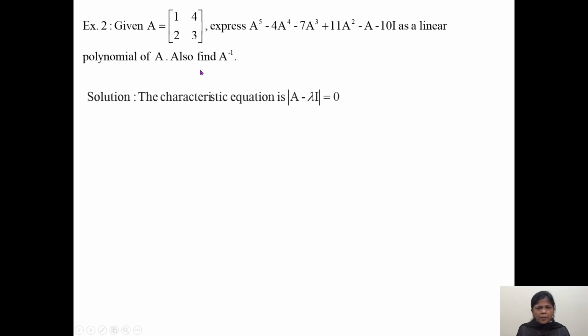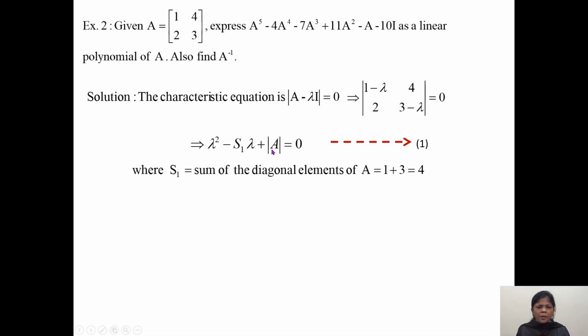So in this example, what we are going to discuss is how to express a given polynomial in terms of lowest degree terms, as well as how to find the A inverse. So the characteristic equation is given. Remember, here the verification of Cayley-Hamilton theorem is not asked, so we can directly apply the Cayley-Hamilton theorem: as A is a square matrix, it should satisfy its characteristic equation. So we will start with the characteristic equation.